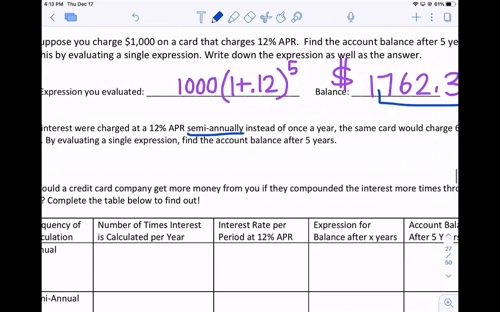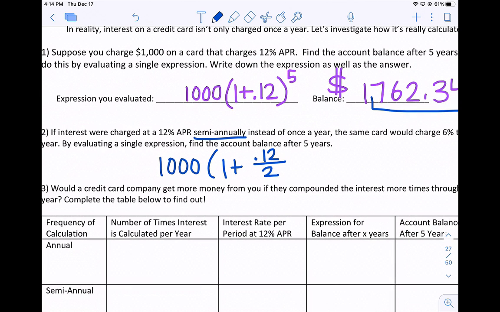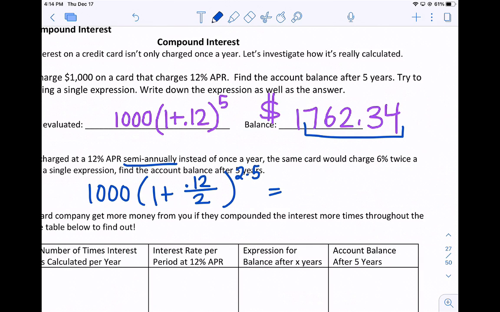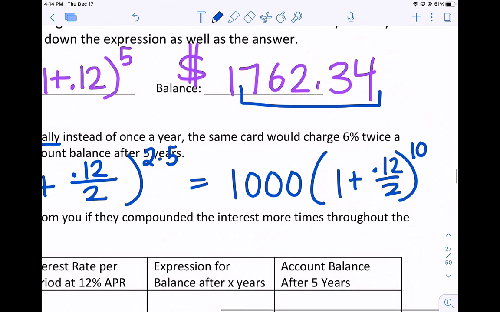All right, so if we're going to write that up, it's going to be our $1,000, and then it's 1 plus, and it's that 12% but divided by 2 to get the 6% per period. And then if we're paying twice a year, and we're doing it for 5 years, so twice a year for 5 years, we're really doing it 10 times within the 5 years. So here's the new expression that we can write or type in our calculator. So again, we take that 12% divided by 2, and then it's for 10 periods. So let's try typing this in.